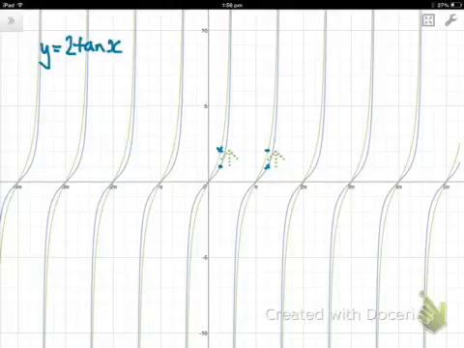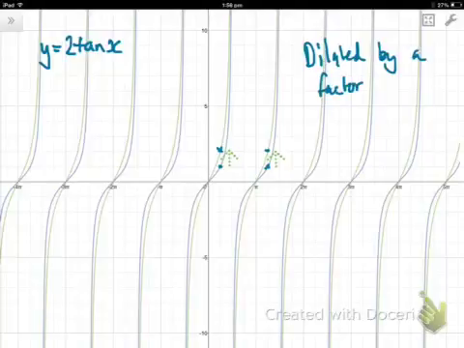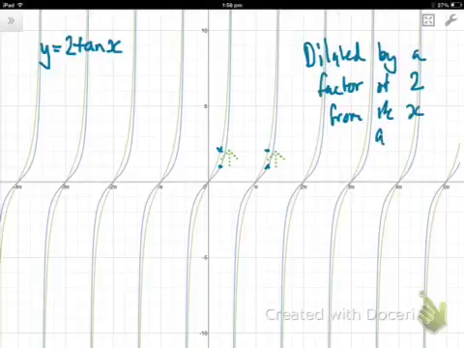So here we can say, take it back to normal size, we could say in this case that the graph is dilated by a factor of 2 from the x-axis.